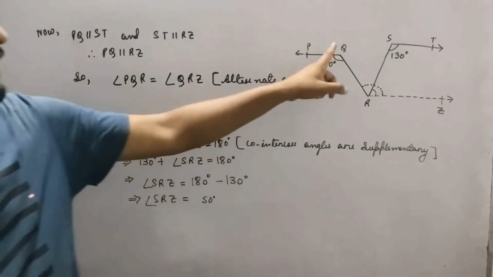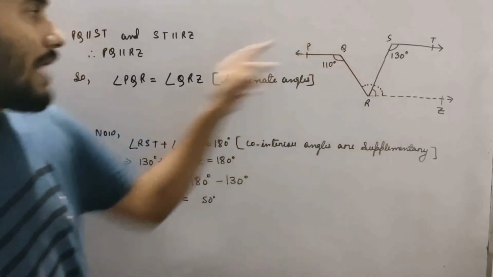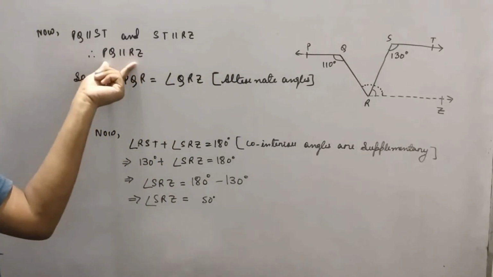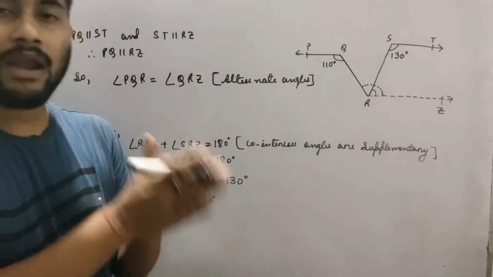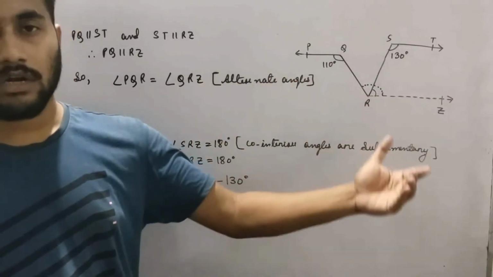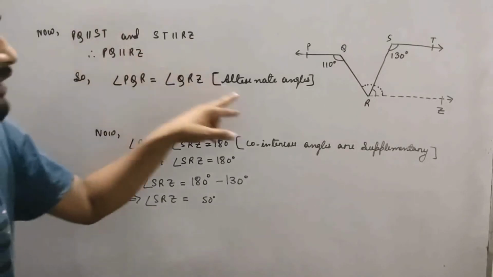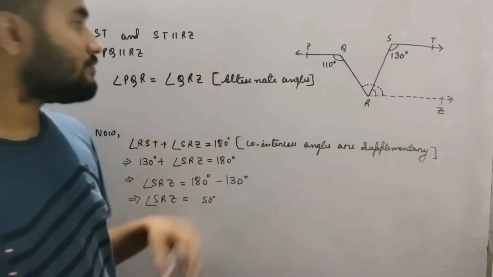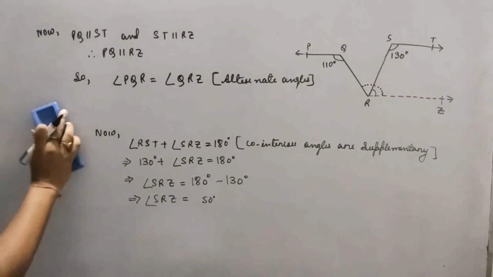In the question it is not said that PQ is parallel to RZ. So until and unless you write the line PQ is parallel to RZ, you cannot say that they are alternate angles. If parallel, then only alternate or corresponding. Understood? So you have to say at first that they are parallel, then only you can say that they are alternate angles. Understood? Okay, so from here what will we get?